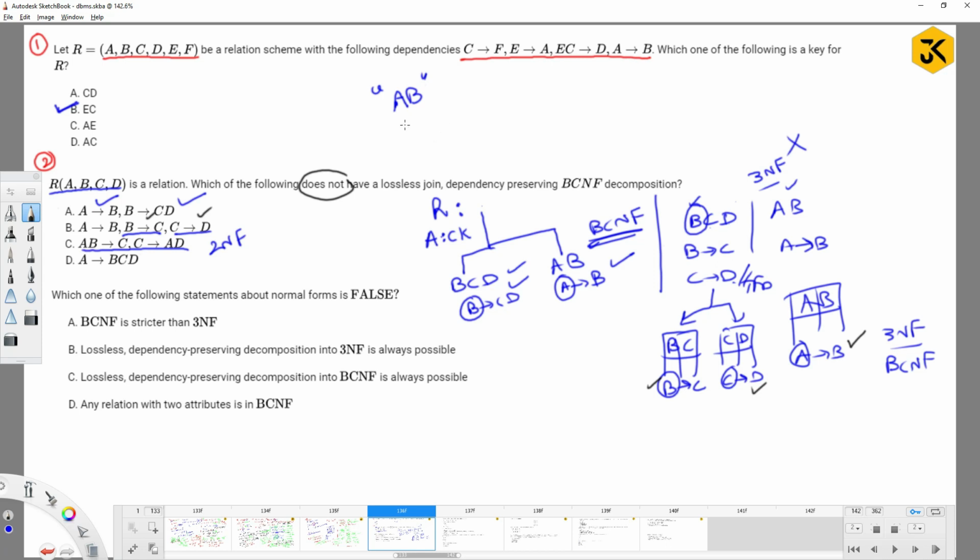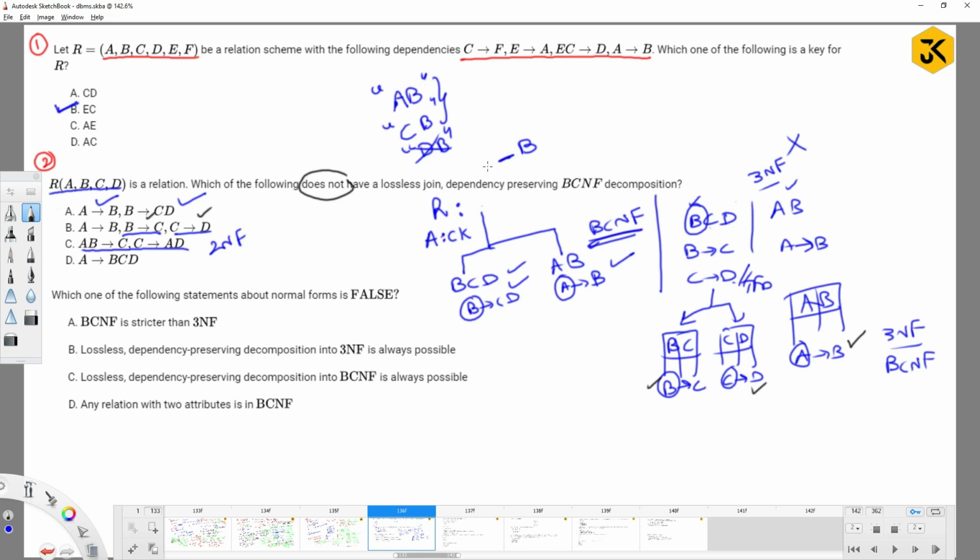For B, can I add C? If I add C, CB is a candidate key. Good. What about DC? DB. DB is not a candidate key, right? So we find 2 level. What about 3 level? In 3 level, you have to compulsorily include B.